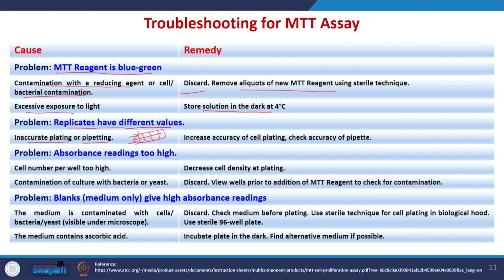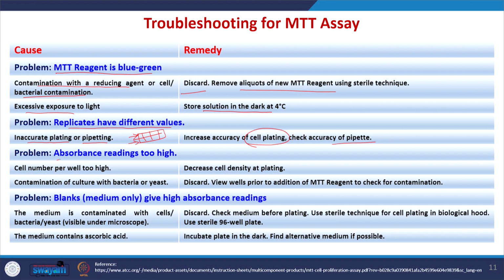If there is a pipetting error or a plating error, that will give inaccurate results. So to overcome this, we have to use the right number of cells when we plate the cells, and we have to avoid the pipetting error. Make sure that the pipette is working properly.